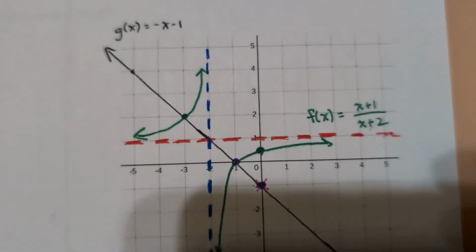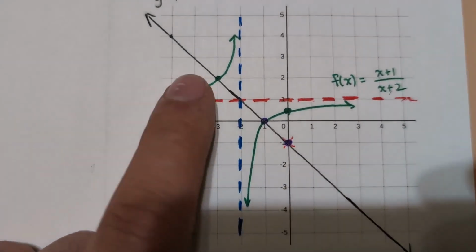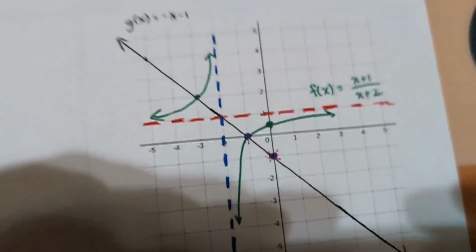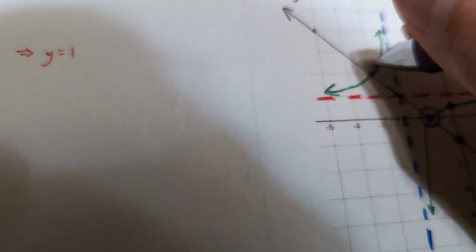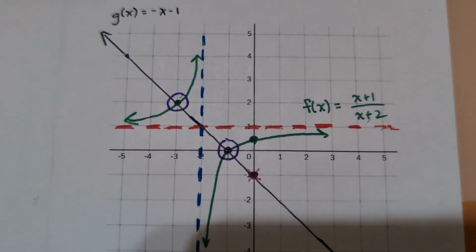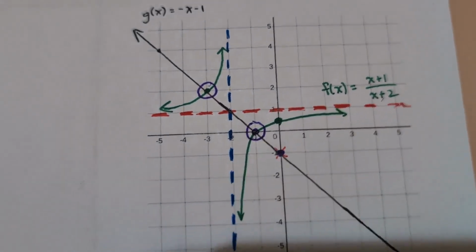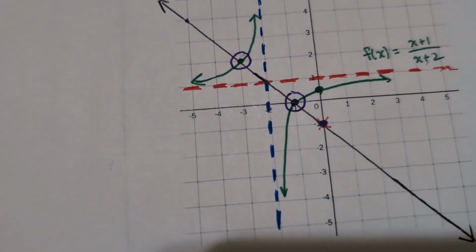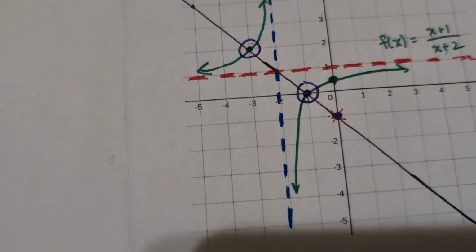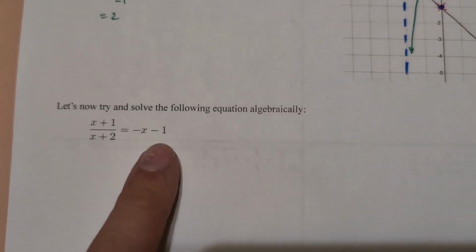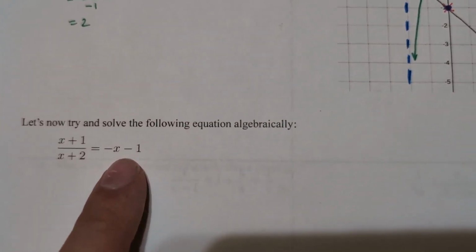We can see it crosses that rational function 2 separate times: once at (-1, 0), and once at (-3, 2). So those 2 points of intersection, we're going to see where they may come up in just a moment. And we're going to try to solve this type of equation algebraically.